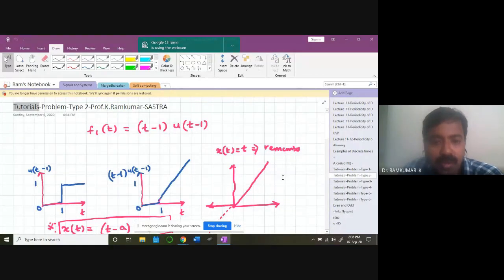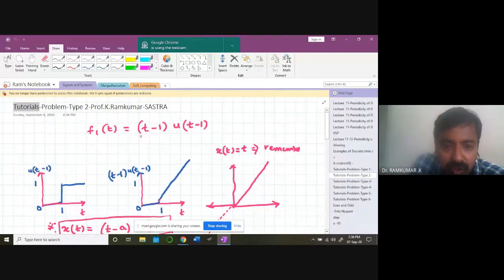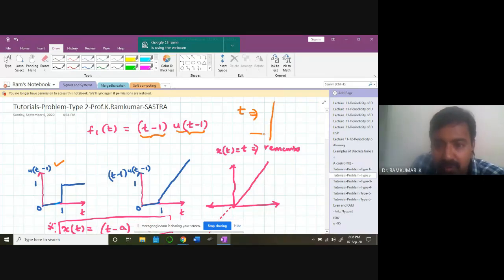Type 2 problem. Now look at this case. f1 of t is equal to t minus 1 times u of t minus 1. How does this signal look? This is u of t minus 1. What is the t signal? It is a ramp signal. So clearly you can visualize it.